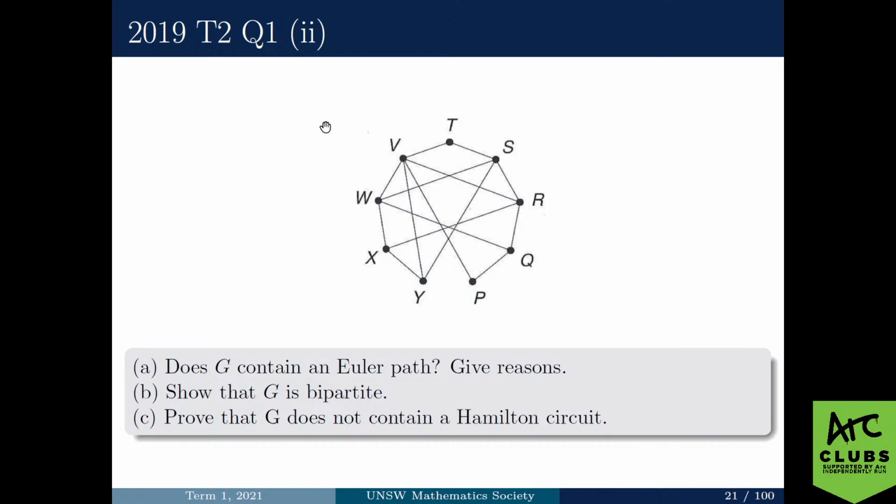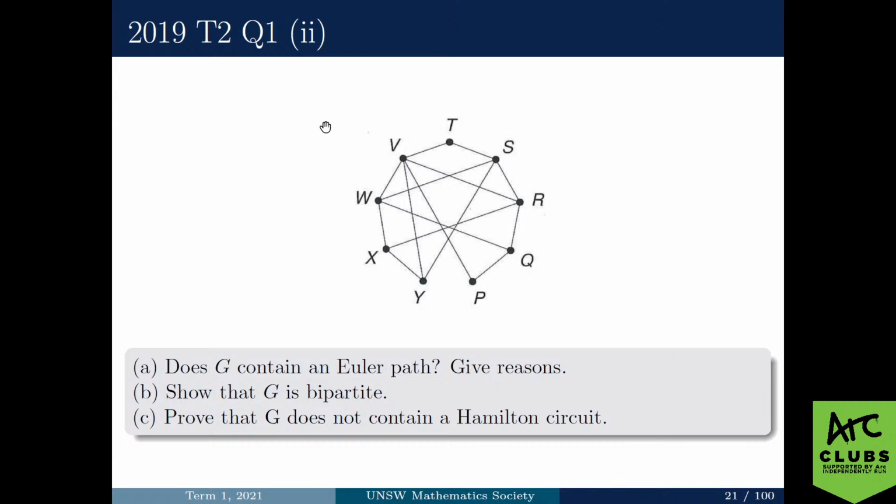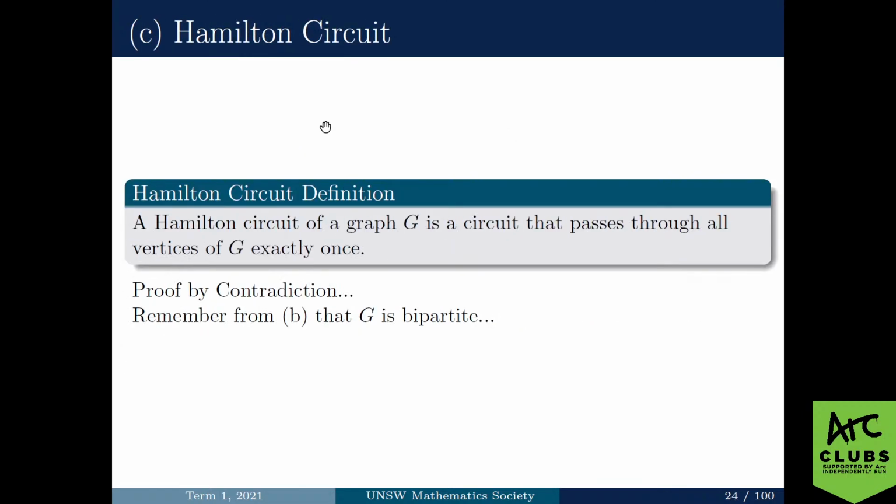It says, prove that G does not contain a Hamilton circuit. And the Hamilton circuit is a circuit in the graph G where every single vertex is visited exactly once. Only exactly once. And there are no really useful theorems for proving that a Hamilton circuit exists or not. And so we have to kind of do it manually per se. So, part B is going to come in useful here.